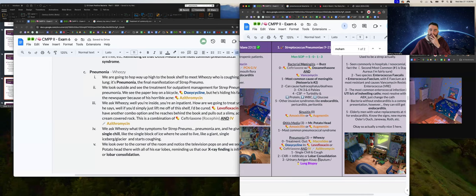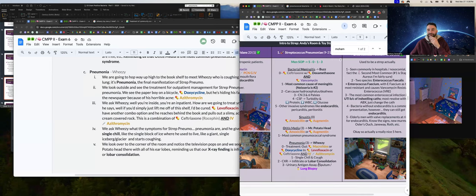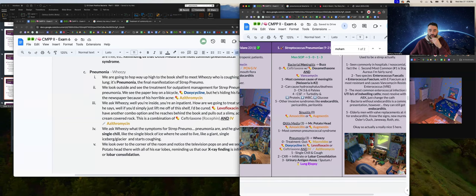Okay, so urinary antigen assay is kind of important here because not a lot of times can you do a urine test for pneumo. The other big one for that is going to be Legionella.